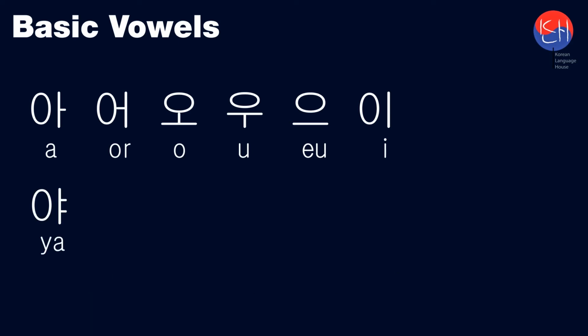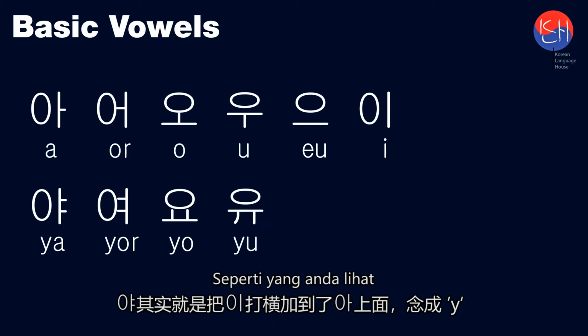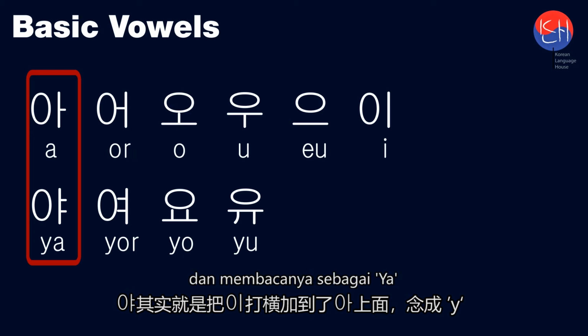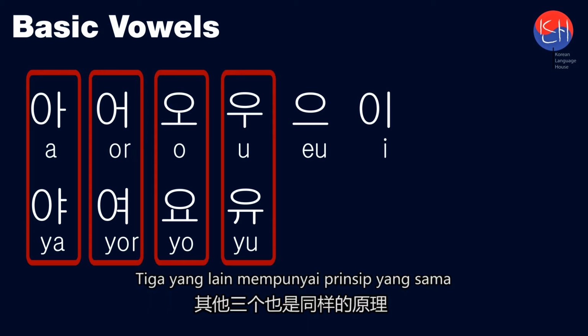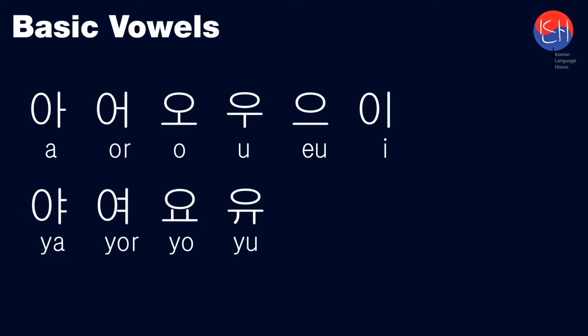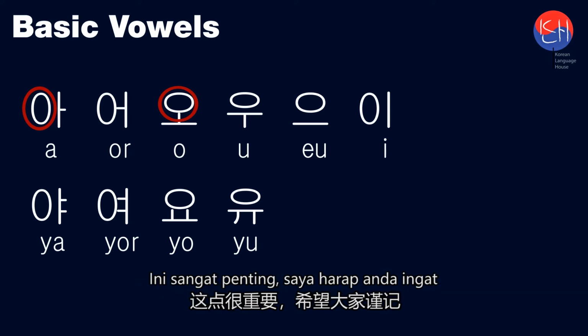Ya, Yaw, Yo, You. As you can see, Ya is basically A with an extra dash on it. The extra dash represents E. The same applies to the other 3. These are the 10 basic vowels. Notice how the circles are always either on the left or at the top. Remember this, as it's very important.